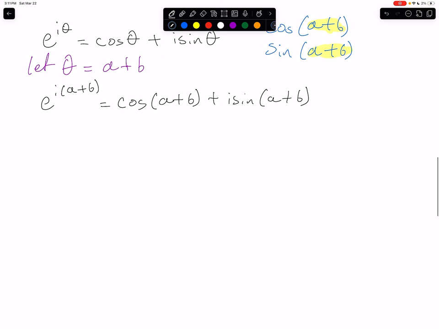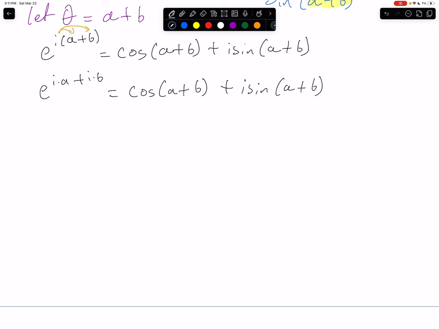Great. So now we can use the distributive property here on our e exponent. So we could do i times a plus i times b. So let me write that down. e to the i times a plus i times b equals cosine of a plus b plus i sine of a plus b. Okay, and now using properties of exponents here, using the same base of e, we can split this into multiplication. So we can do e to the ia times e to the ib, right?